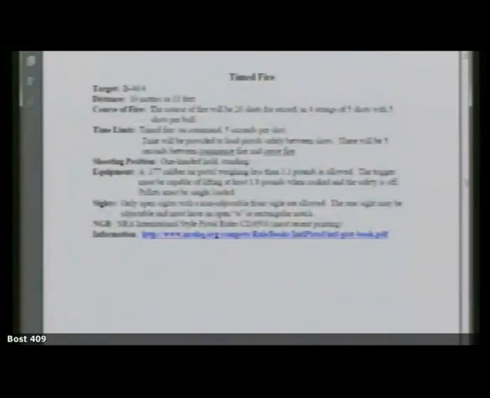Timed fire uses the same target, and timed fire consists on command 5 seconds per shot. Time will be provided to load pistols safely between shots, and there will be 5 seconds between commence fire and cease fire. The shooting position is one hand holds standing. And the same specifications go for the equipment regulations on this as it did in the other air pistol event.